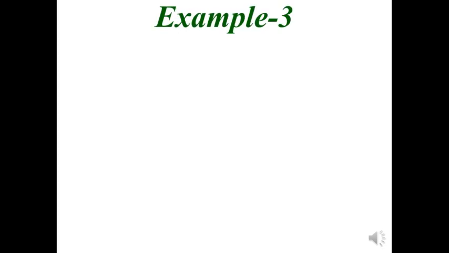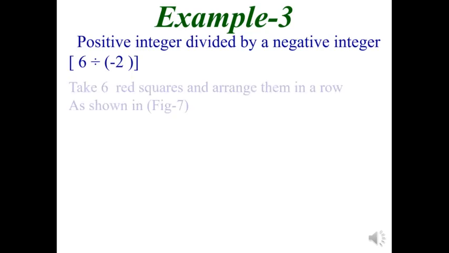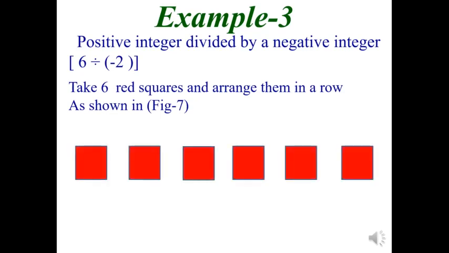Next, example 3. Positive integer divided by a negative integer: 6 divided by -2. First we have to take 6 red squares, because one red square represents +1, and arrange them in a row as shown in figure 7. So this is our figure 7. 6 red squares are arranged in a row.